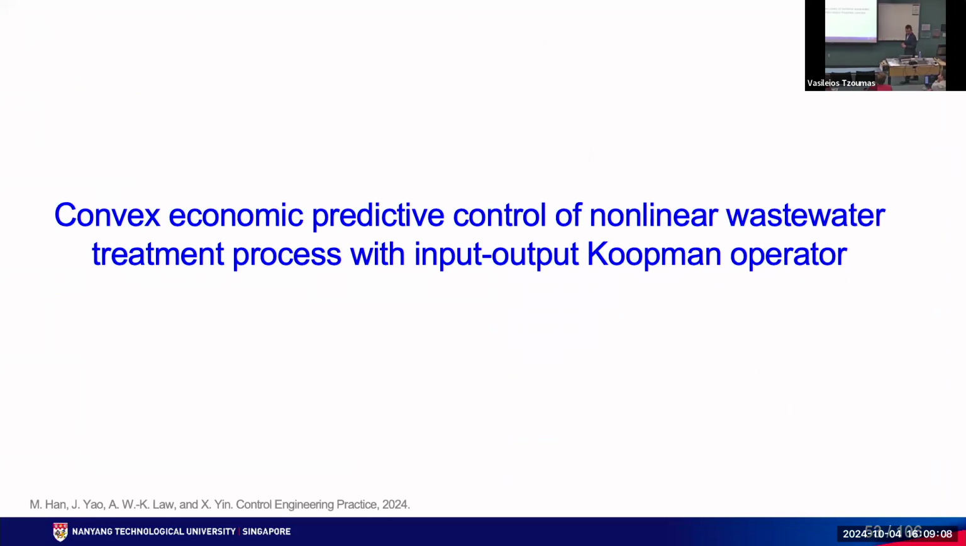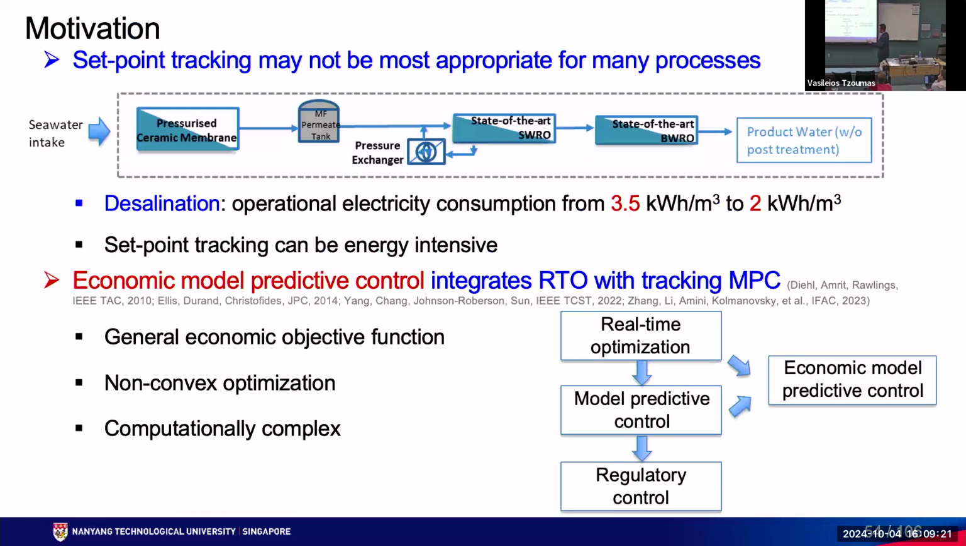Another idea I would like to share is about economic Koopman model predictive control. We realize convex optimization for economic model predictive control based on the framework of Koopman modeling. I would like to explain the idea. Economic model predictive control is an integration of real-time optimization, meaning optimization of the set points, and real-time set point tracking MPC. So it integrates two levels of optimization and control objectives together. Economic model predictive control is indeed essential for our process industry. So let's consider the desalination process.